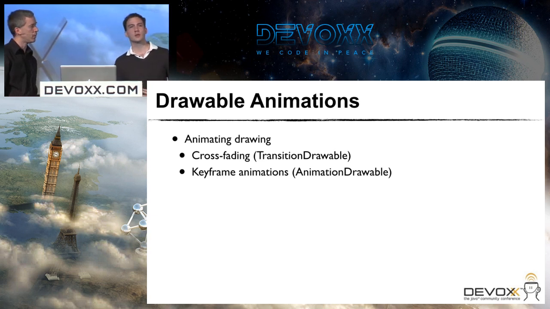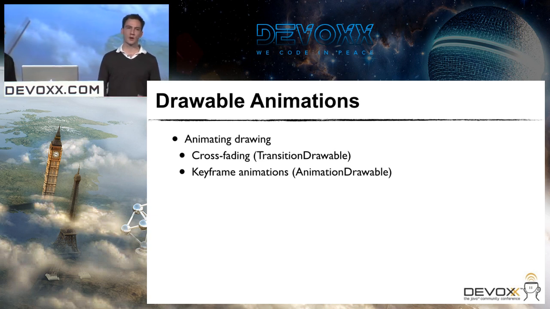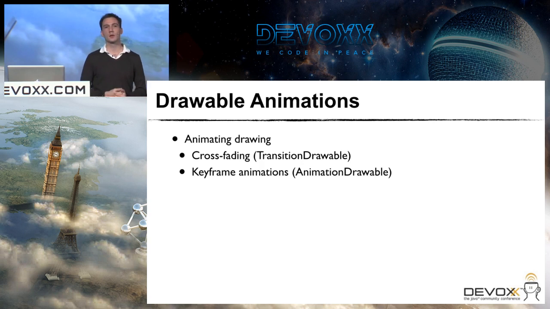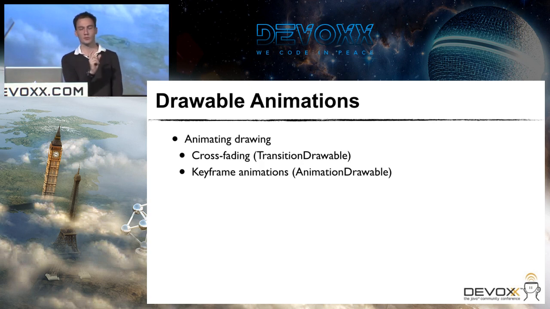The big drawback of animation drawable is that we have to load all those frames in memory. We're not very smart about it. So if you use very large images, we have to load all those images, and it's going to take up a lot of RAM. So be careful with it. Try to use it only for short animations with few frames and small frames.